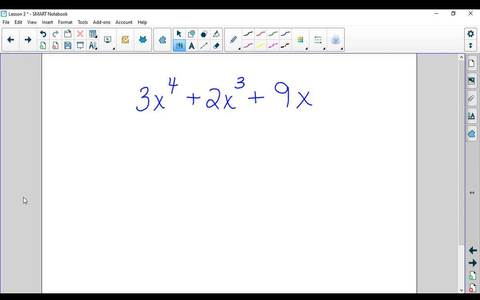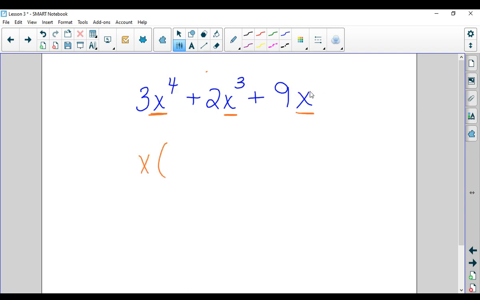All right, so looking at the numbers, 3, 2, and 9, there's not a number that goes into all those. 3 does go into 9, but it doesn't go into 2, and 2 definitely doesn't go into those, so we're not going to pull unnecessarily a number out. So let's look at the variables. We have 4 x's, this one has 3 x's, and this one has 1 x. So how many do they have in common? If somebody has $4, somebody has $3, and somebody has $1, what's the most amount that they can give equally? And that's that $1. So we're going to pull out an x.